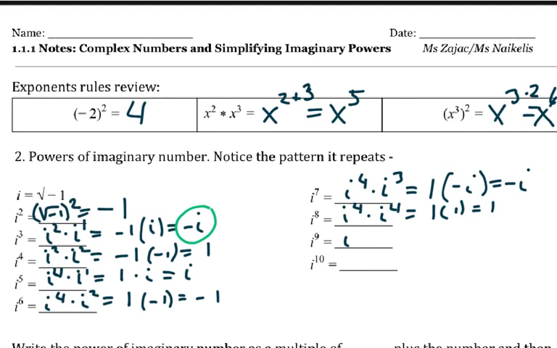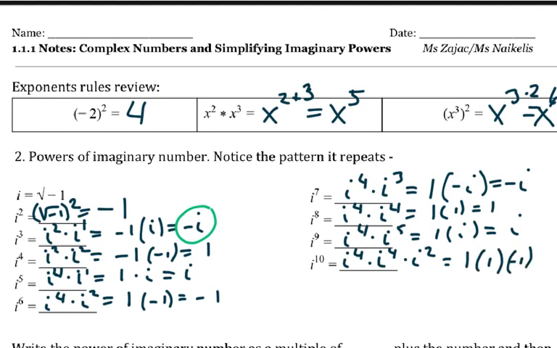I to the ninth I can write as I to the fourth times I to the fifth. So I have 1, and then let's go back and find out what I to the fifth is, and I know it's just I, so the answer is I. I to the 10th, I can write as I to the fourth times I to the fourth, which is I to the 8th, times I squared. So when I add exponents, I get I to the 10th. So I have 1 times negative 1, which equals negative 1, and so on. And we can continue and go in cycles.